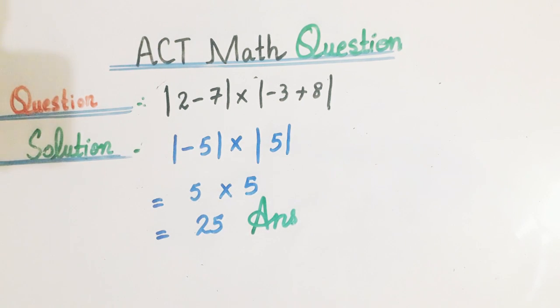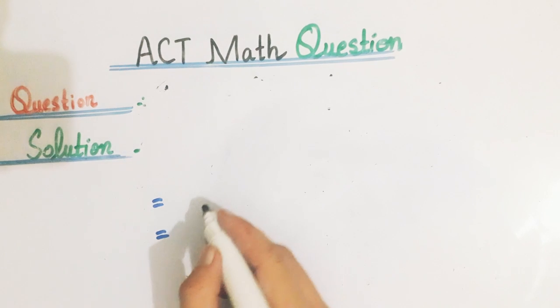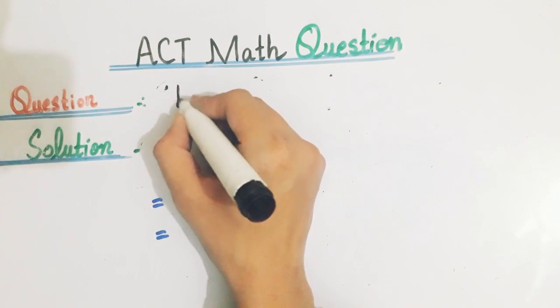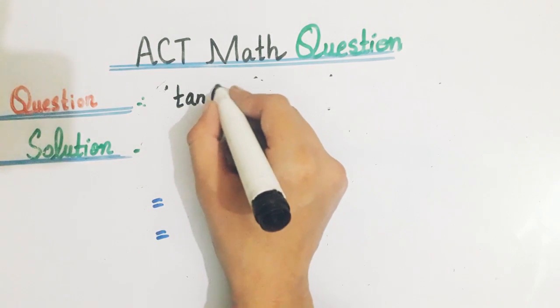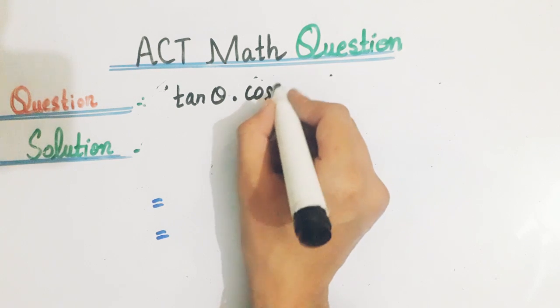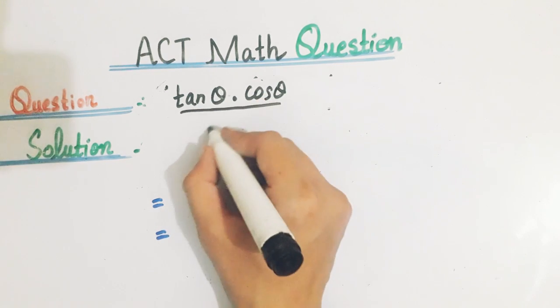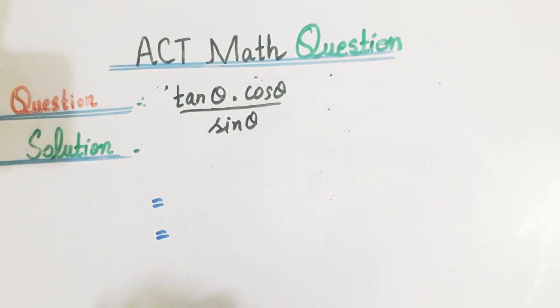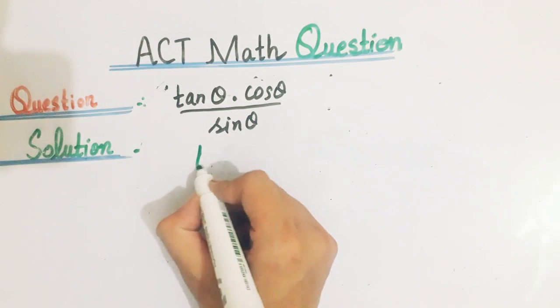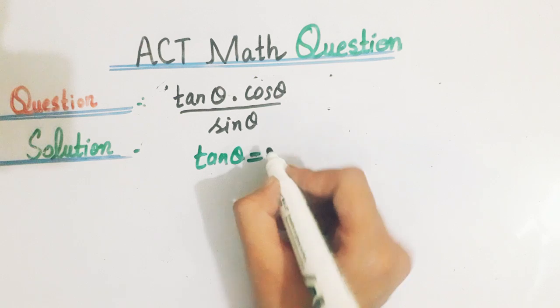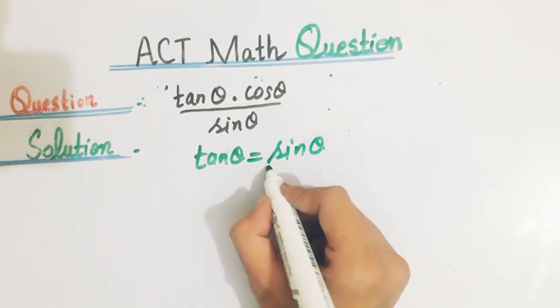Now we will solve the next question. Now the next question is find the value of tan theta into cos theta divided by sin theta. So here we apply the formula of tan theta. We know that tan theta equals sin theta over cos theta.